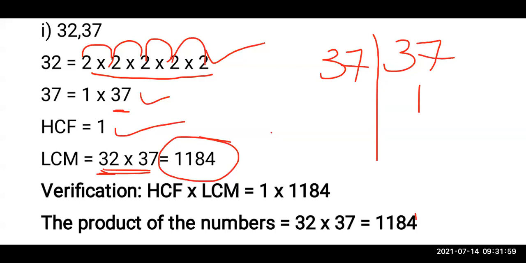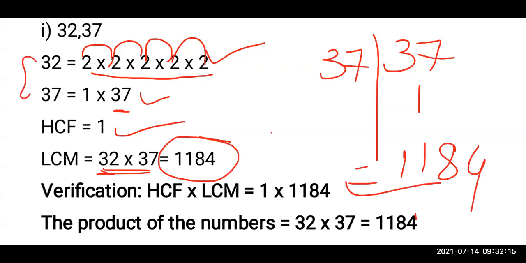Now, when I multiply HCF and LCM, that means 1 into 1184, we are getting the same answer, 1184. Now, what is the product of the two numbers? Product ये दोनों नंबर है, उसका प्रोडक्ट, उसका आंसर क्या है आफ्टर मल्टीप्लाइंग 37, we get the same answer, 1184. So our formula HCF multiply by LCM is equal to the product of two numbers is verifying.